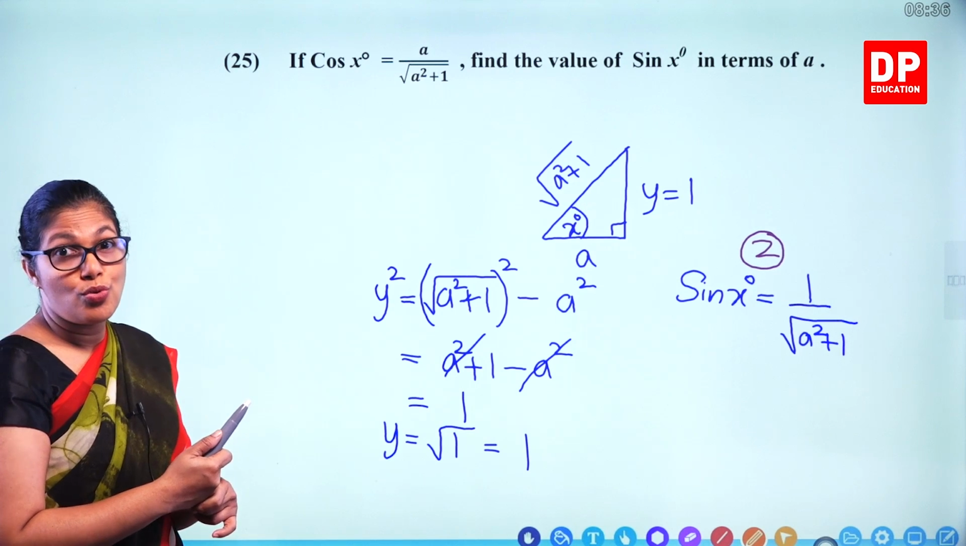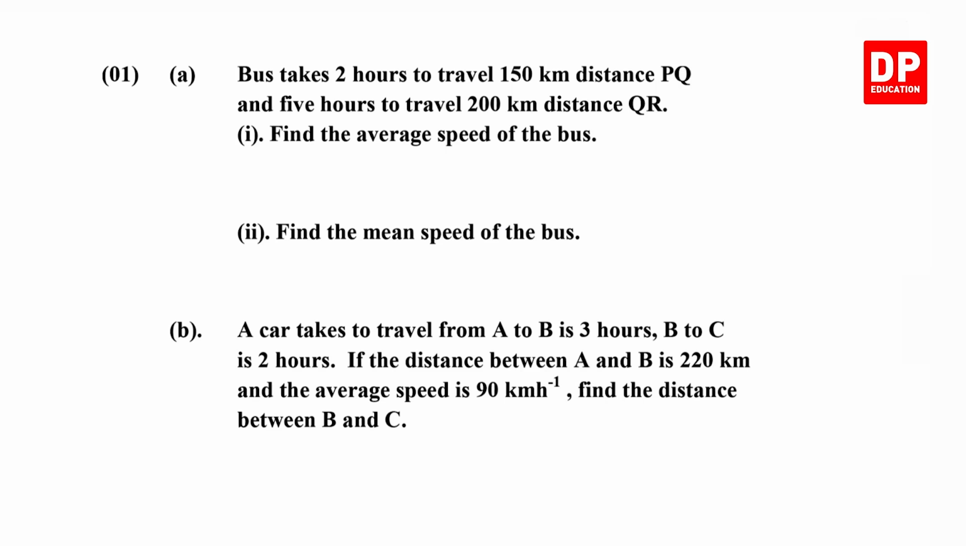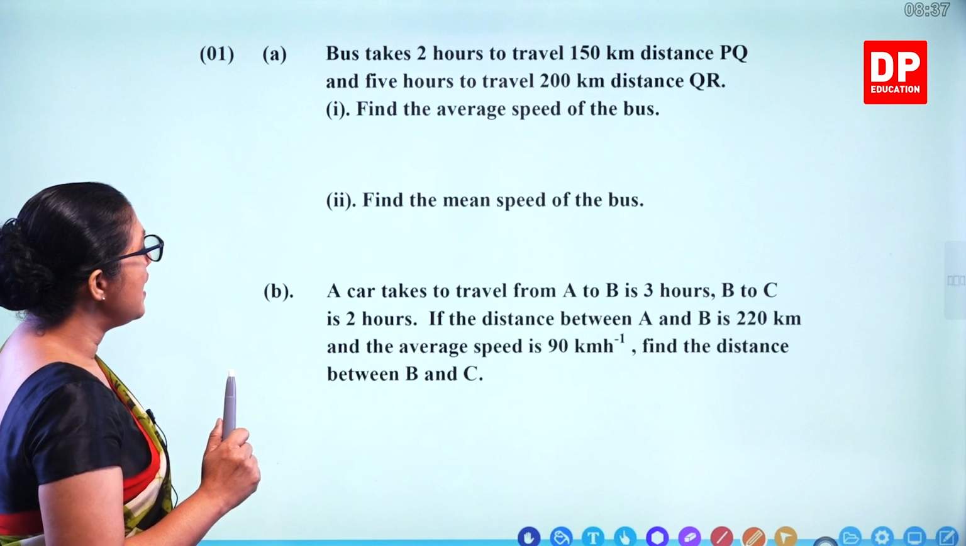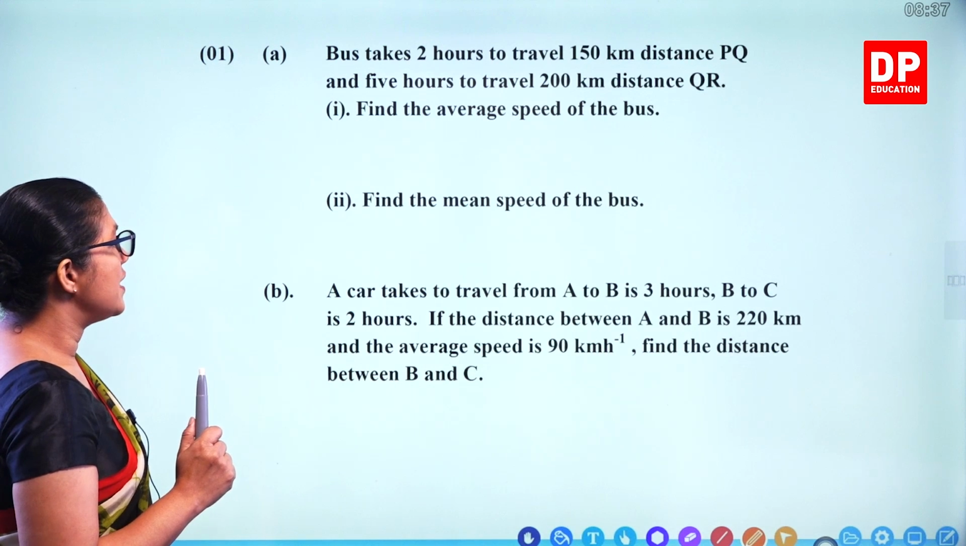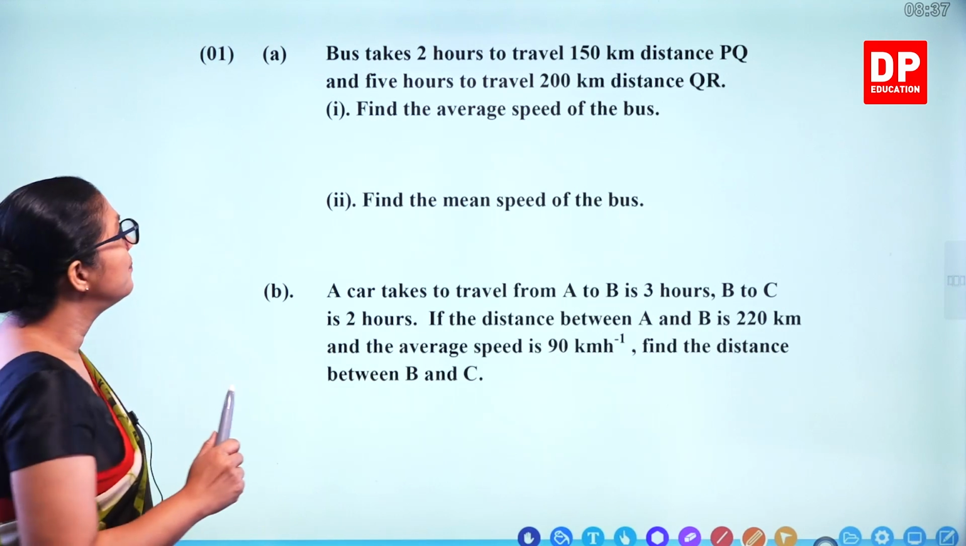So let's do paper 1 part B. Question number 1. You have to find out the mean speed and average speed. So 2 parts are there. So we'll do separately.